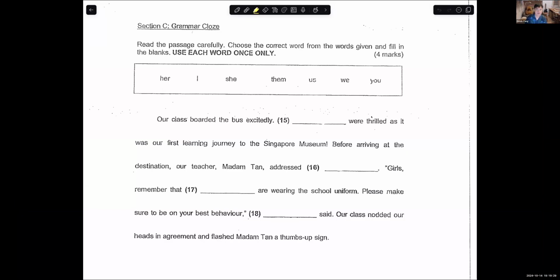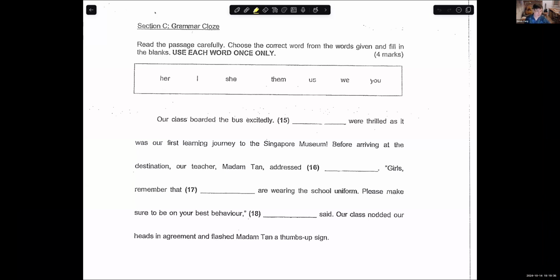Okay, give me a thumbs up if you can see the closed passage in front of you. This is a grammar close. Can you see it? No. Okay, let's see what happened. I should be able to share this. Okay, can y'all see it now? Okay, awesome. That's great.